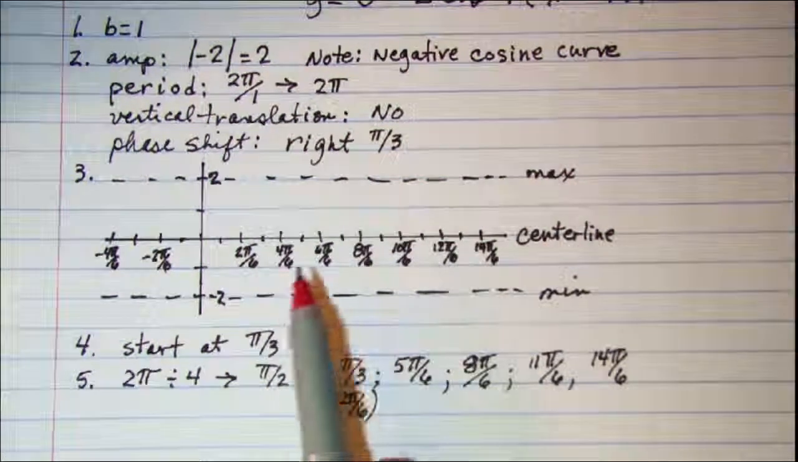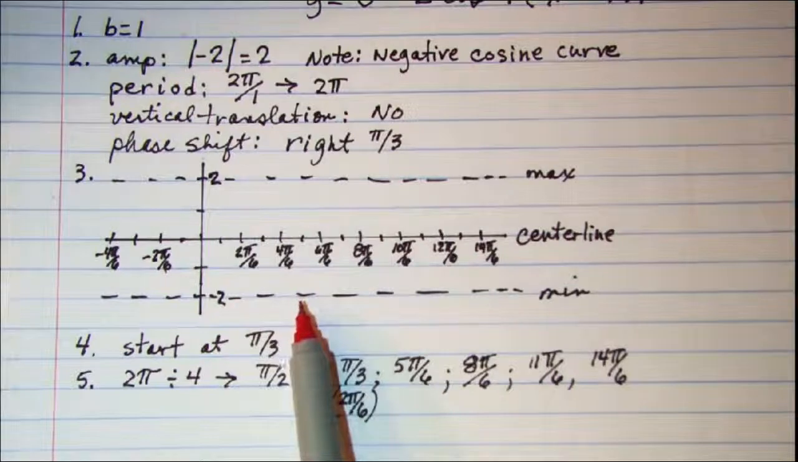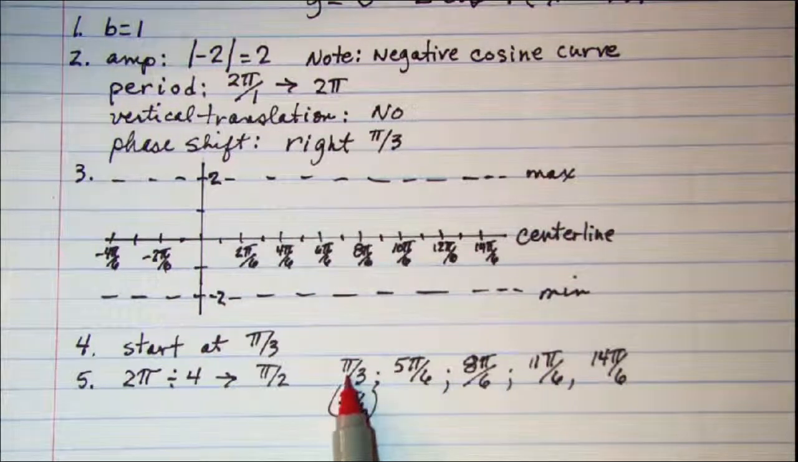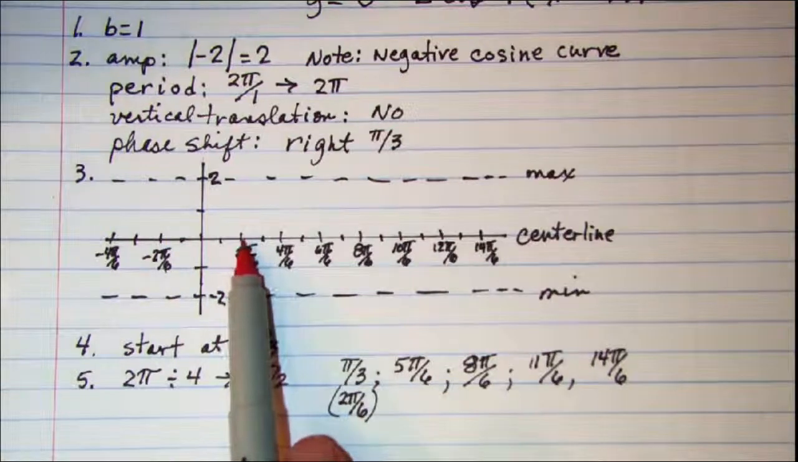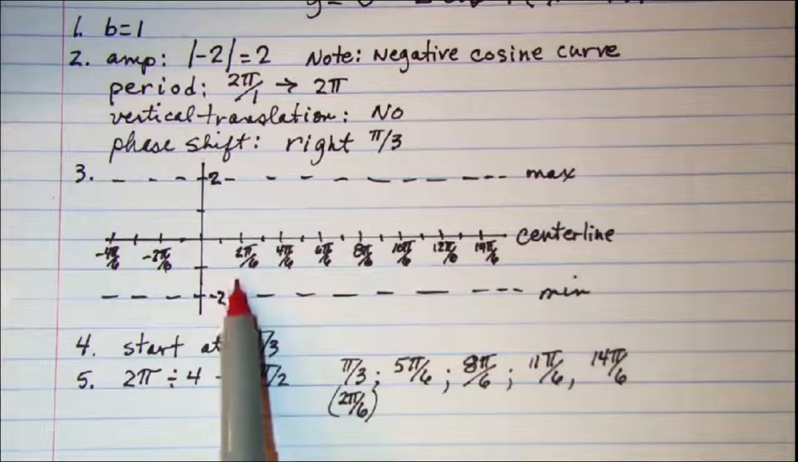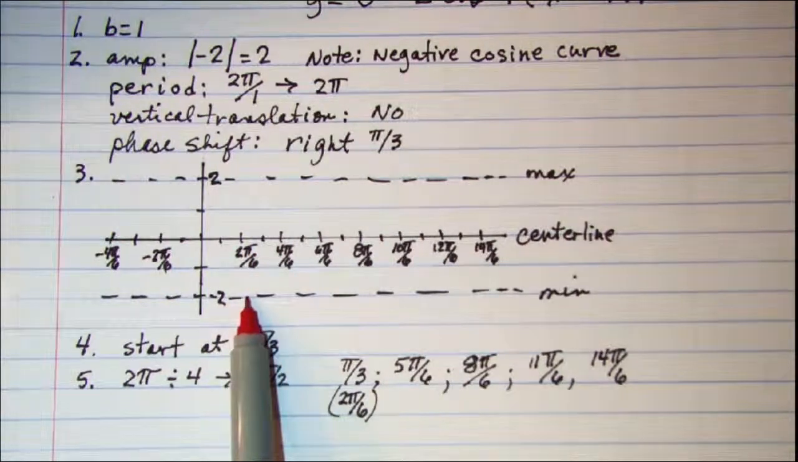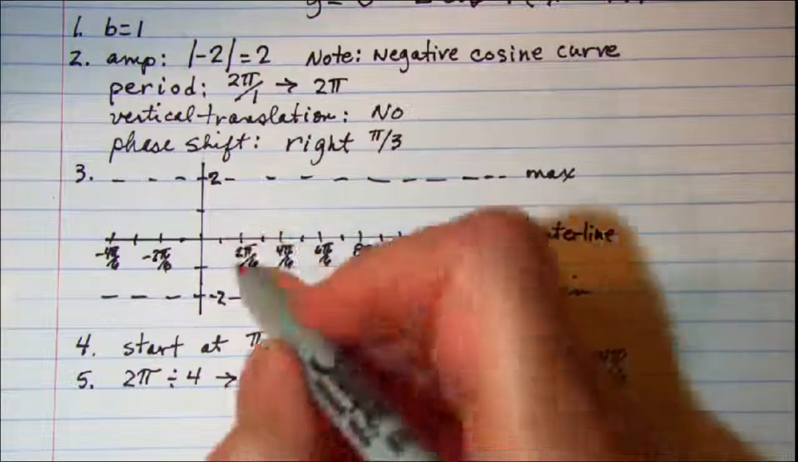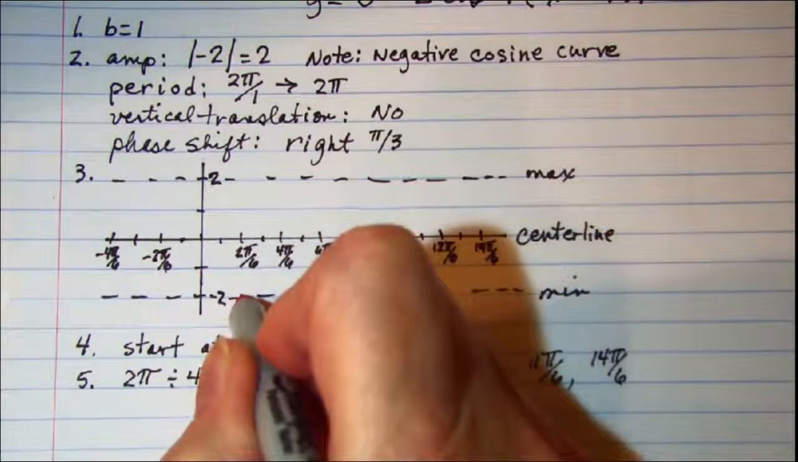So we're ready to do our graphing. Our starting point is at pi over 3, which is 2 pi over 6. And it's a cosine curve, but it's also a negative cosine curve. So instead of starting up here at the max, I'll need to start down here at the minimum line. So we have a point there.